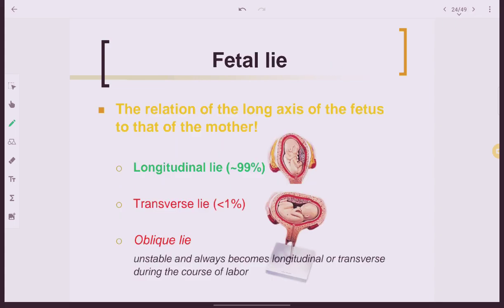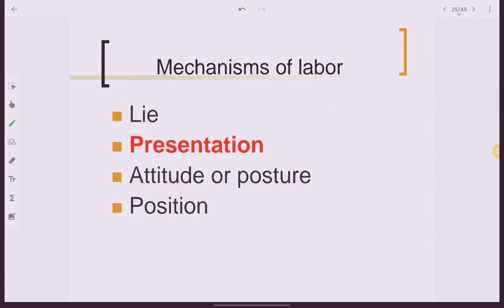Fetal lie. The relation of the long axis of the fetus to that of the mother is known as the lie. It is of three types, that is longitudinal lie, transverse lie, and oblique lie. Oblique lie is basically unstable and always becomes longitudinal or transverse during the course of labor.